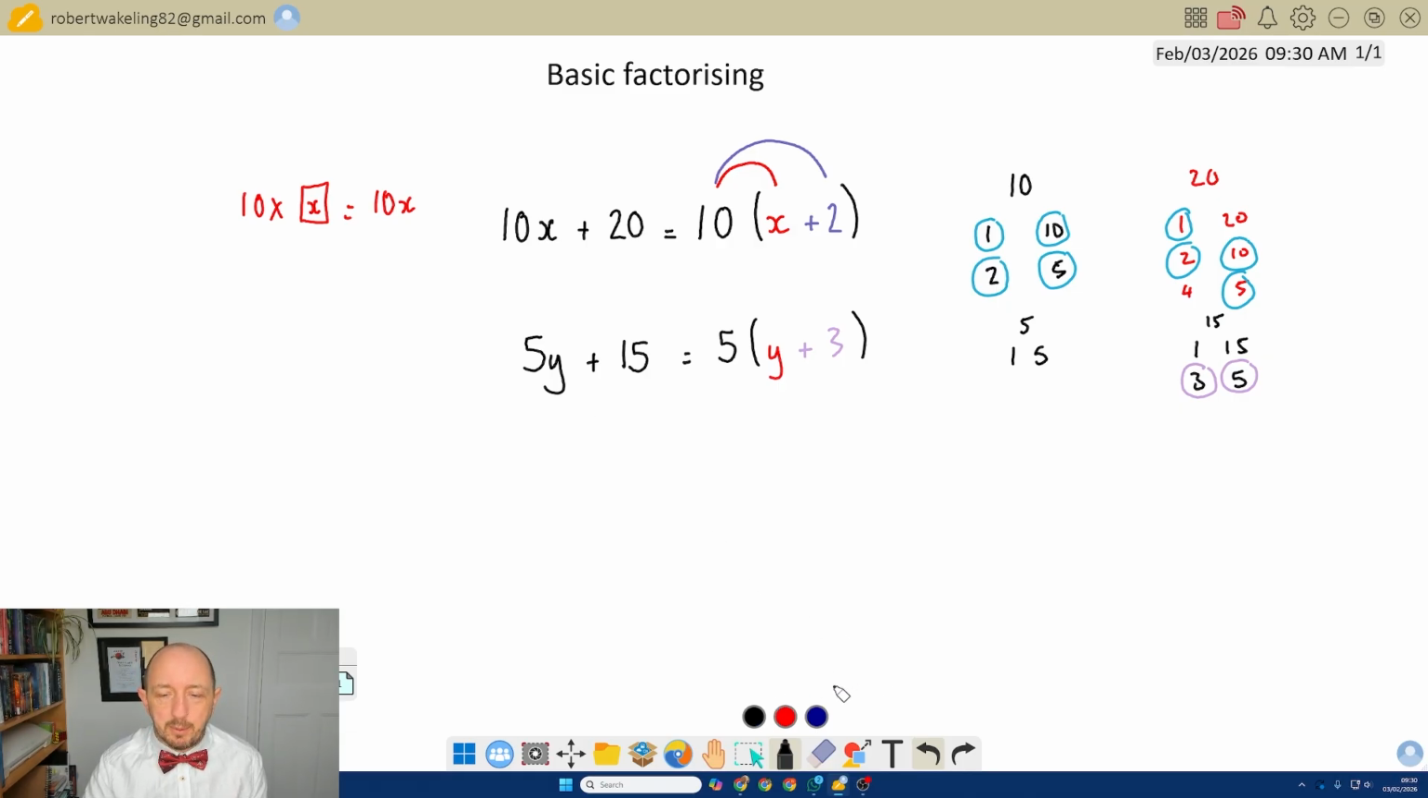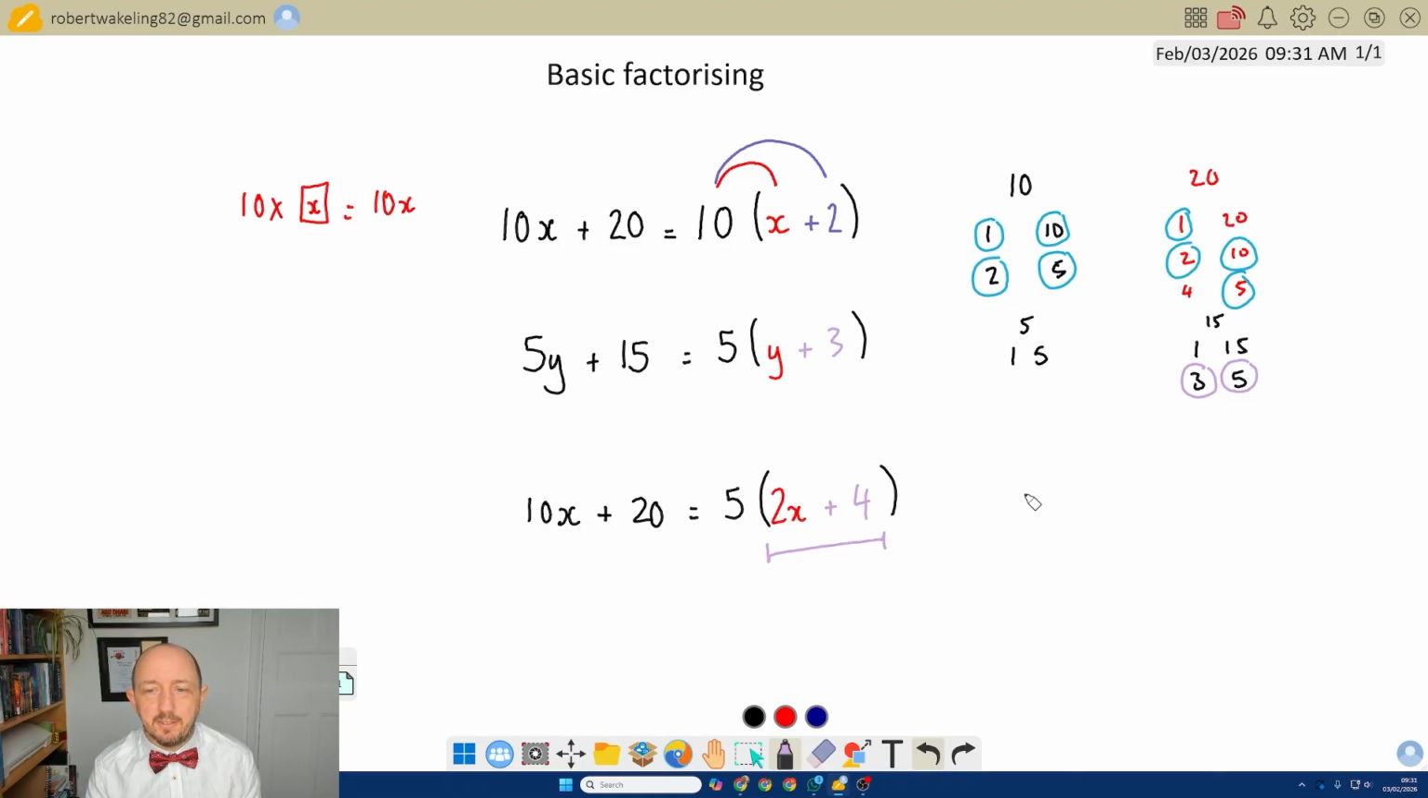Okay. What happens if I don't choose the highest common factor? So let's go back to our first example, and instead of picking 10, we pick a lower factor. So let's say we choose the 5. When we do our brackets, 5 times 2, so we need 2x in here to make the 10x, and we need 5 times positive 4 to get the 20. And what you might notice is that when we look at the brackets here, 2x plus 4 can also be factorized. So 2x plus 4 would be 2 brackets x plus 2 when I factorize it.